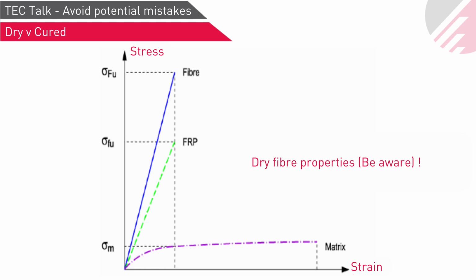So in the design we should always consider those final cured laminate properties and not dry fiber properties. And that is another mistake which people have made in the past, so we should be aware of that, especially the fabric system needs to be designed based on final cured laminate property, because that is the property you're going to get on your structure.